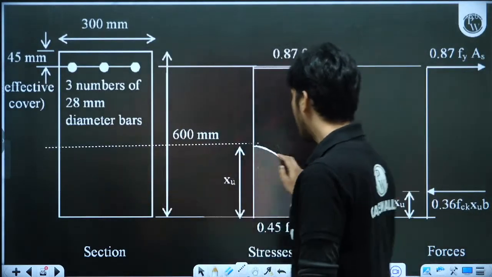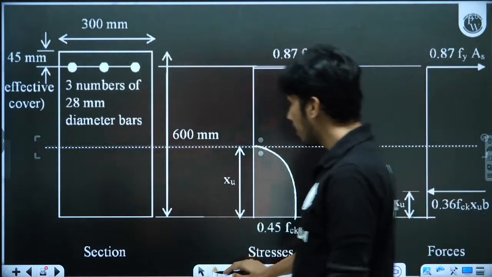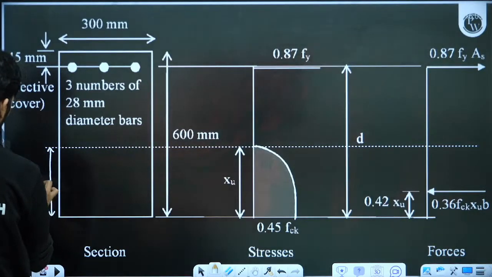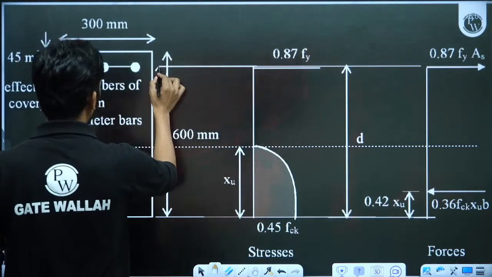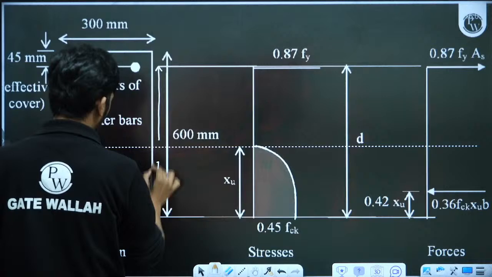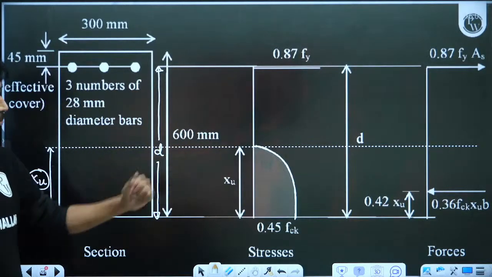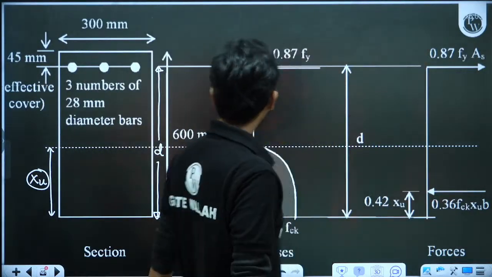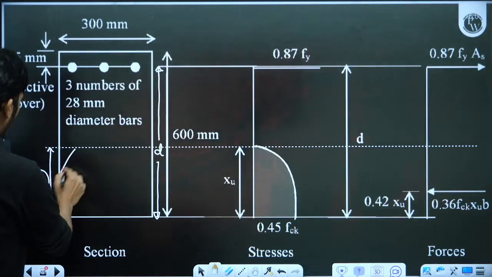Suppose this beam is a cantilever, so in a cantilever you will have compression at the bottom. So we will consider this inverted. We will consider XU from here, and the D value from the bottom, because compression is at the bottom. If the compression is at the bottom, we consider everything from the bottom: XU, the C value also from the bottom, and the T value from the top. There is no issue in that. We just consider it inverted, so this part will be in compression.